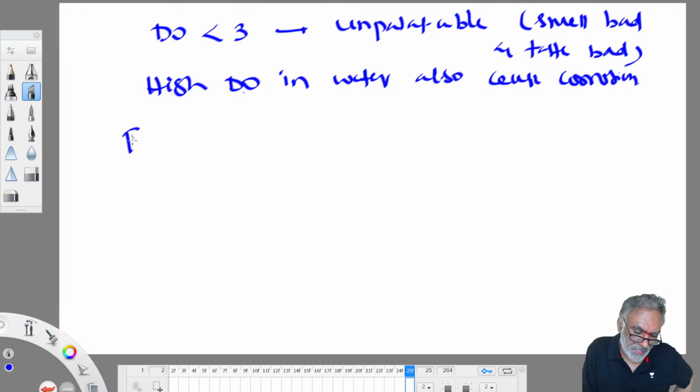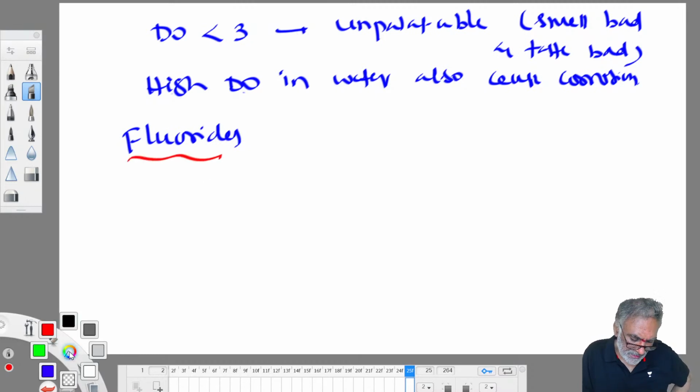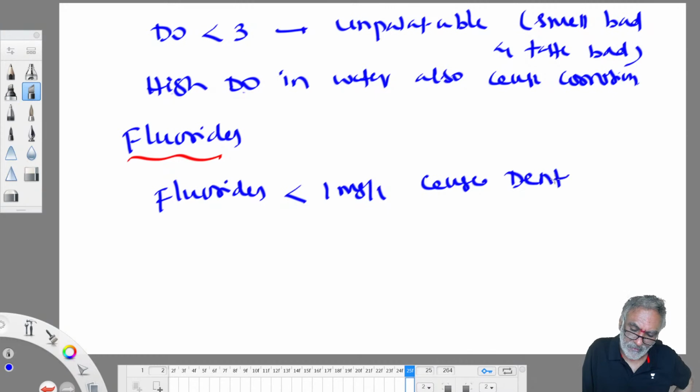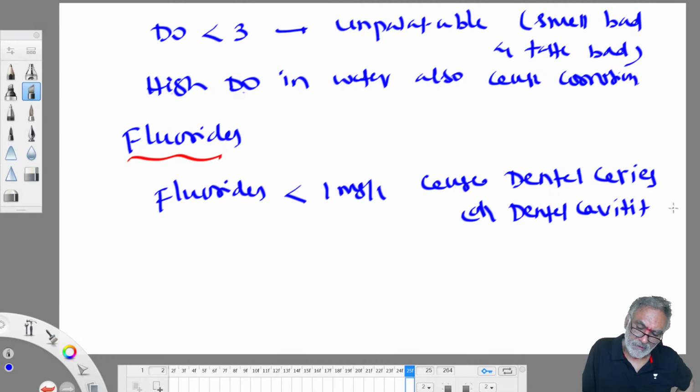Next parameter, fluorides. Fluorides are also a typical water quality parameter. Fluorides less than 1 milligram per liter cause dental caries problems, dental cavities. It is called cavities and teeth staining problem. Okay.